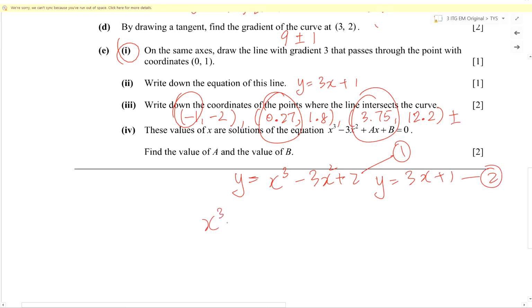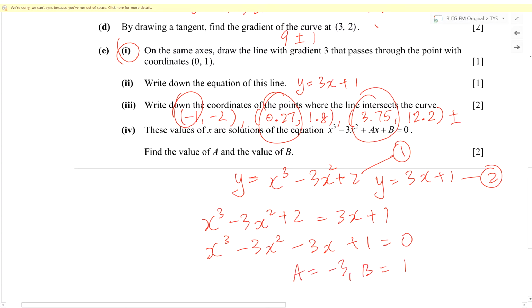x cubed minus 3x squared plus 2 equals 3x plus 1. So x cubed minus 3x squared minus 3x plus 1 equals 0. Compare directly. A equals -3, B equals 1. Okay? This is the approach.